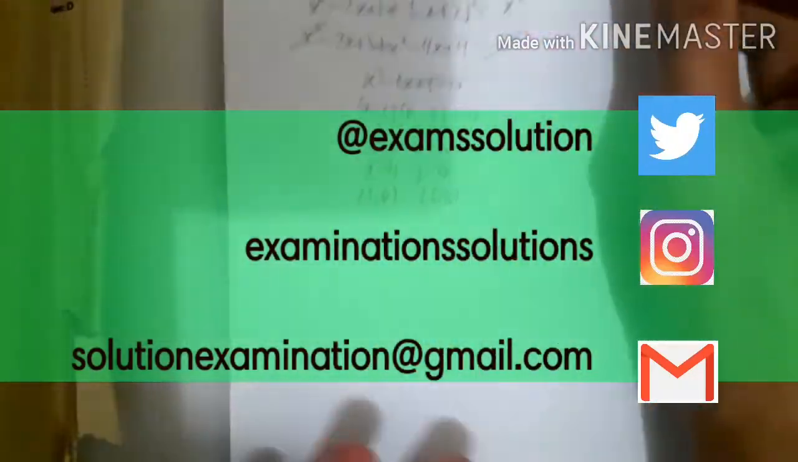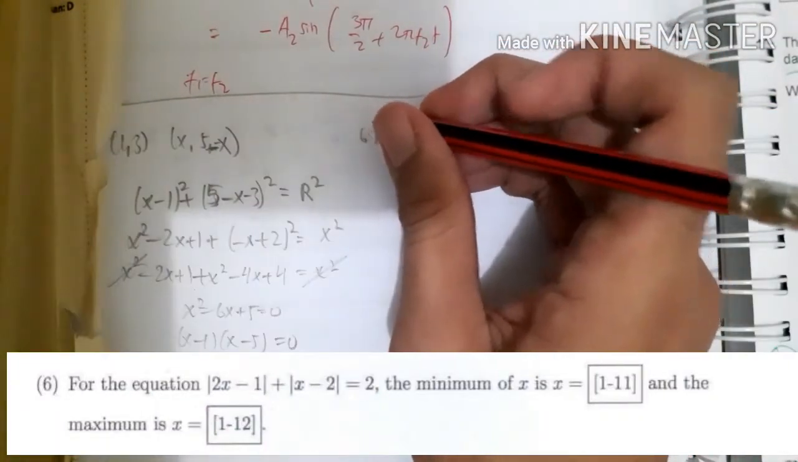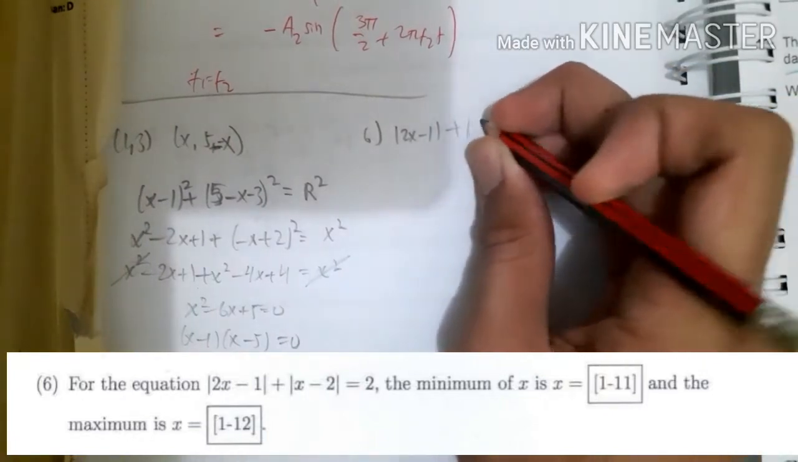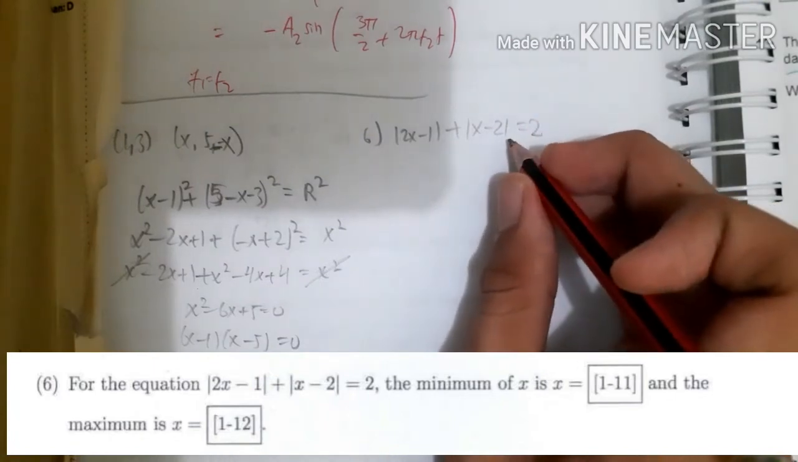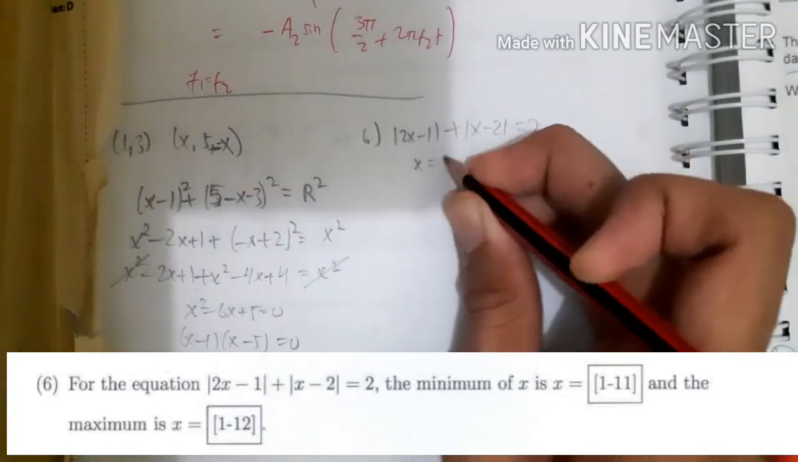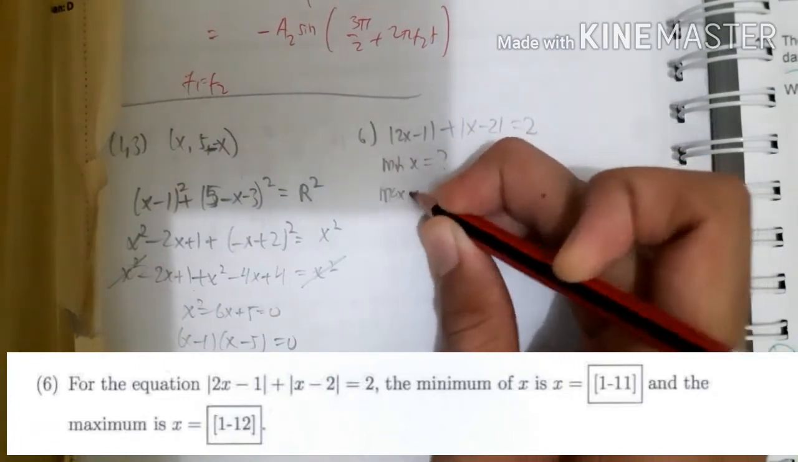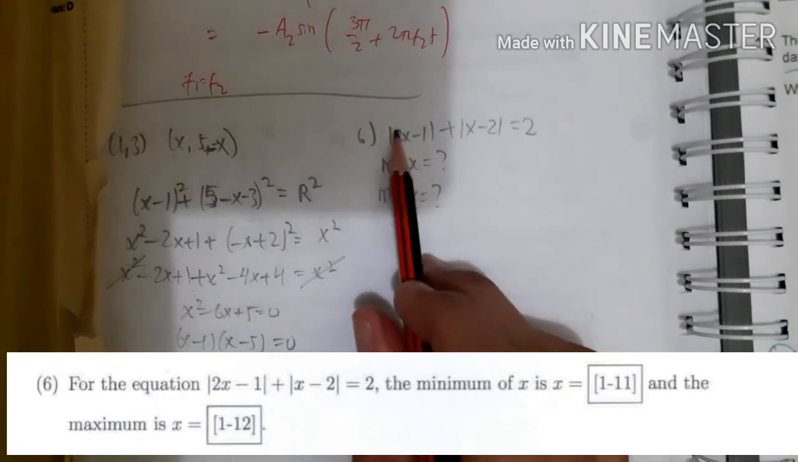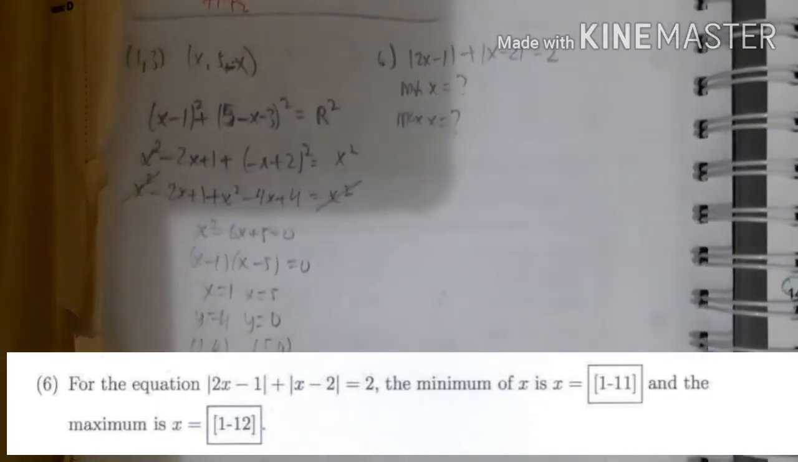Now let's go to number 6. Number 6, there is the equation of the absolute function of 2x minus 1 plus the absolute function of x minus 2 equals 2. And what is the minimum of x and what is the maximum of x? So basically we just have to find the minimum value of x that satisfies this equation, and the maximum value of x.